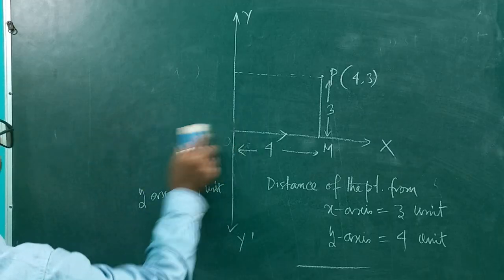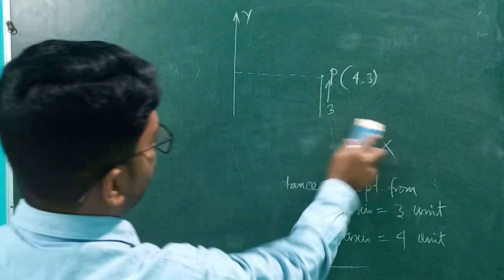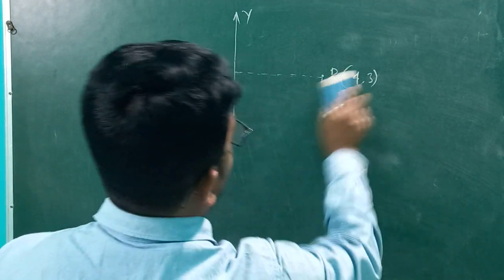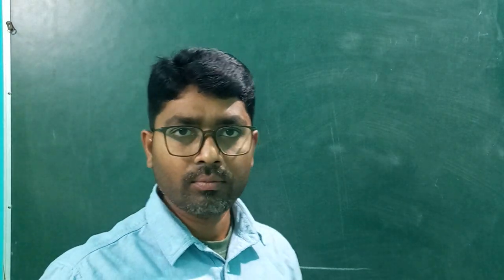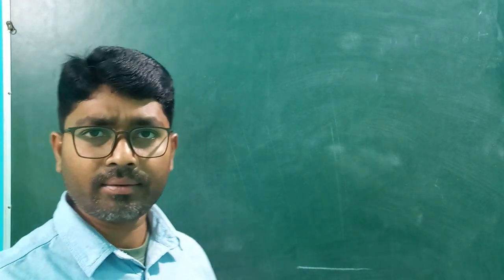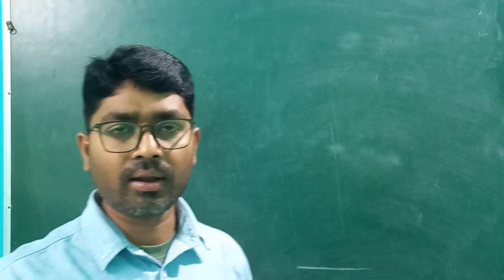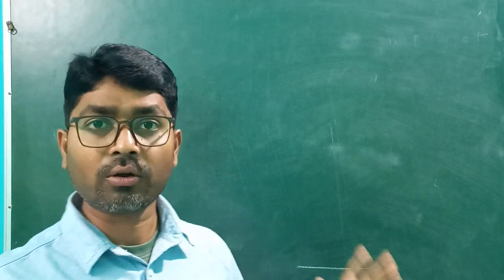Next, we are going to discuss the equation of the axis, that is, the x-axis, which is a straight line, and the y-axis, which is a straight line. What should be the equation of the axis?